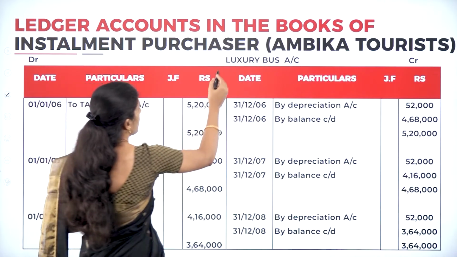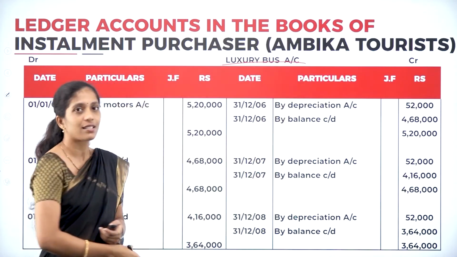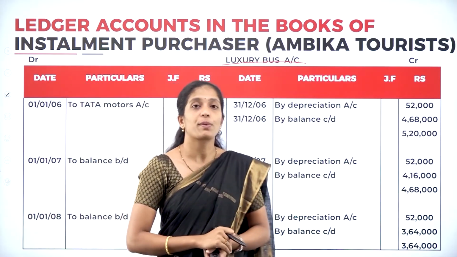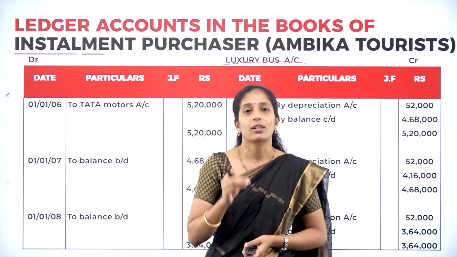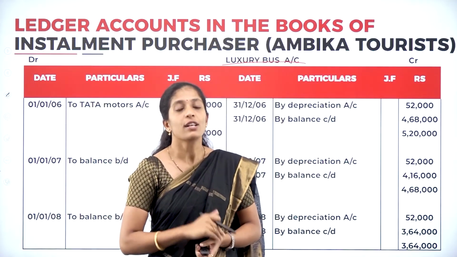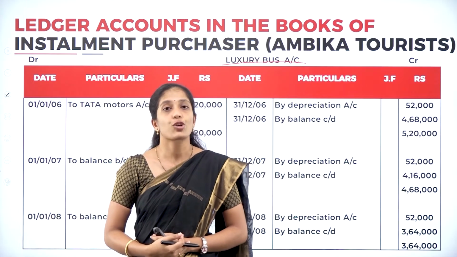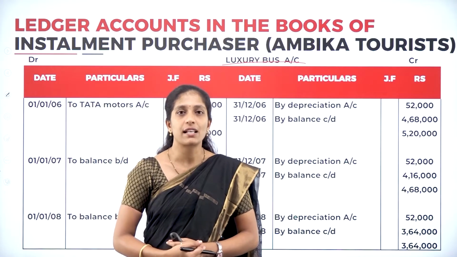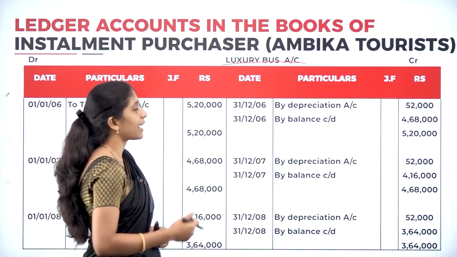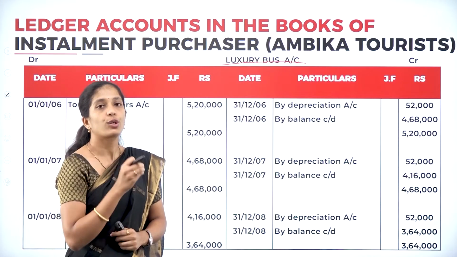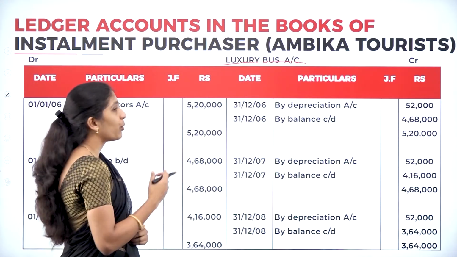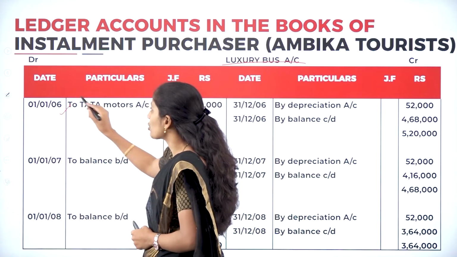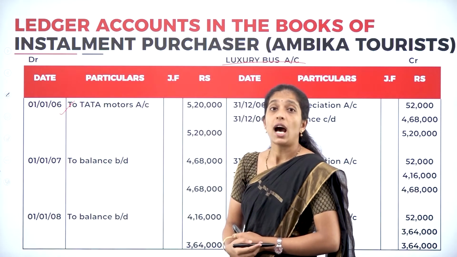Now coming to the next account, that is the asset account, luxury bus account. So here the asset is luxury bus. Now what are the entries that have to be recorded in the asset account? In the first year, you are purchasing the asset. So what is the entry? Asset account debit, interest suspense account debit, to installment seller account. Now how are we going to write in the asset account? That is to installment seller account. Now who is the installment seller here? That is Tata Motors. That is on 1/1/06 to Tata Motors account, for asset purchased.